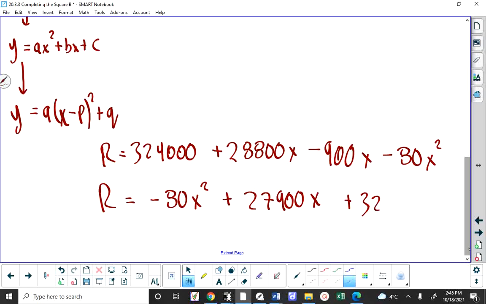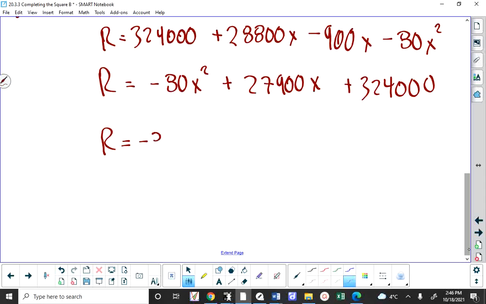I don't know if my subtraction is right there on the 28,800 minus 900. I believe it's 27,900, and it is. So again, get a couple of confirmations on that line. This is where, seriously, everybody, graphing that on your graphing calculator and finding the window settings to make it work with those big numbers is really frustrating sometimes. Let's complete the square.